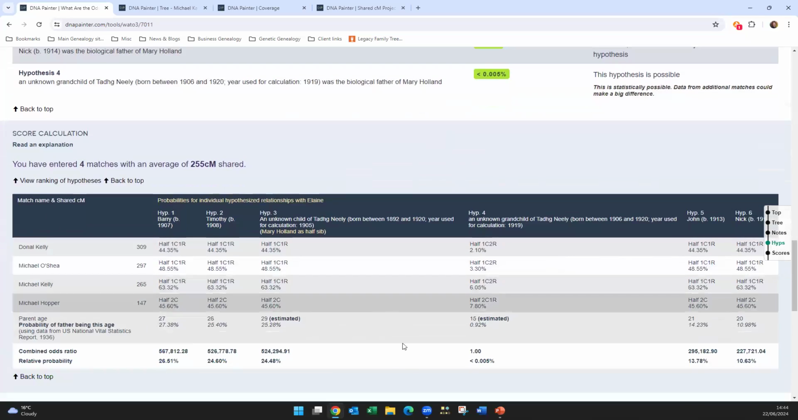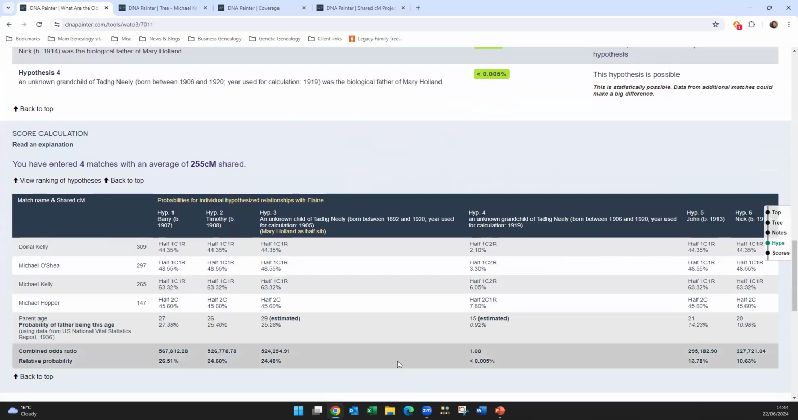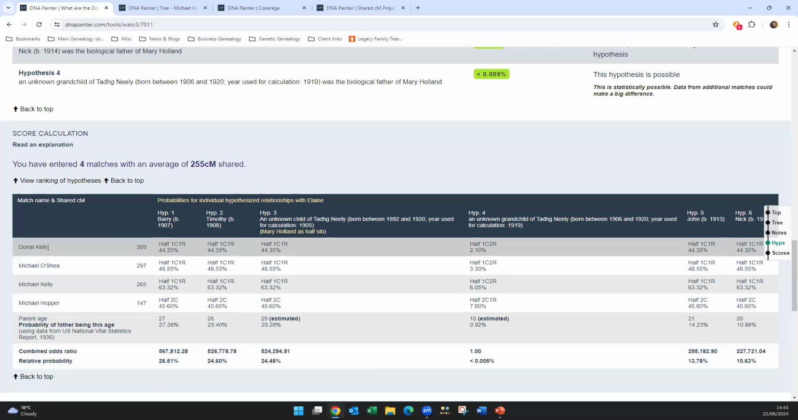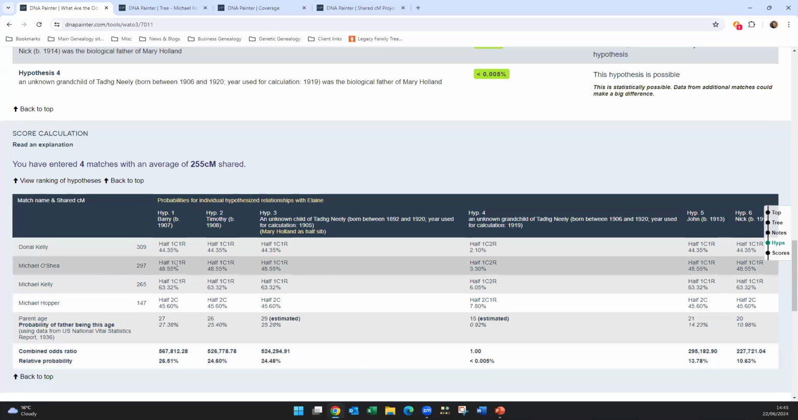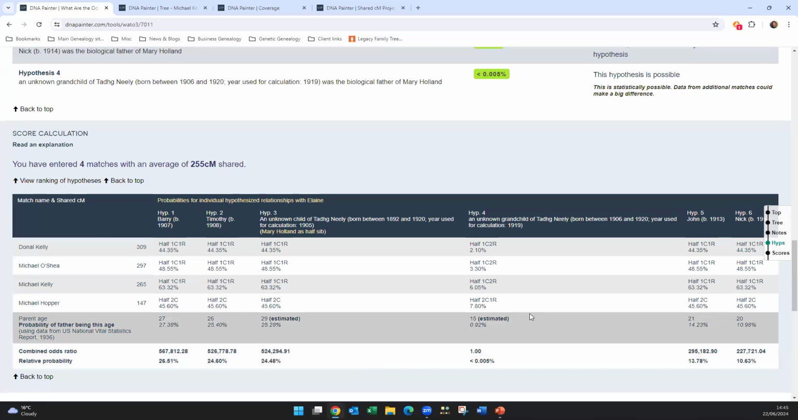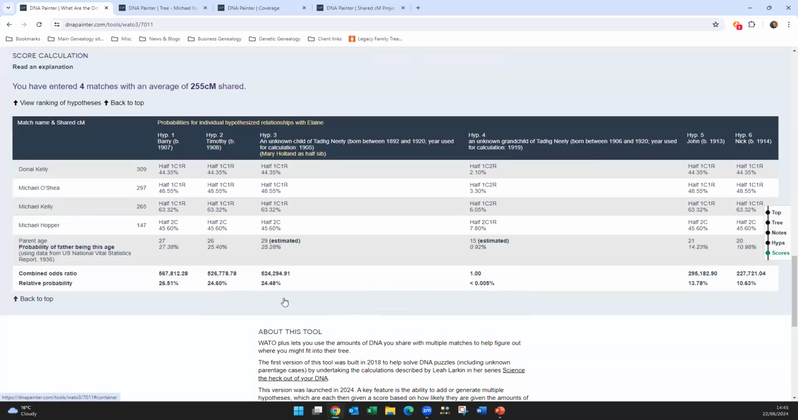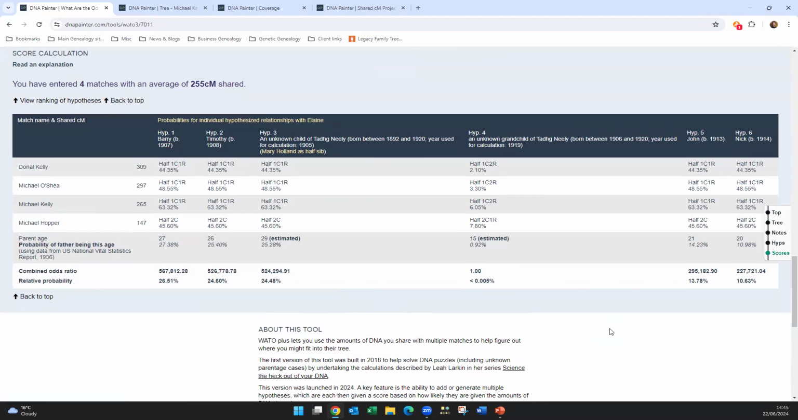And then it gives you the actual calculations of this. So it's got these names of the people, and it's telling us, okay, so in this scenario, this person is this relationship, but it would be this relationship, and so on. And then they work it out. So they're using all of these things combined to come up with these probability percentages, which is really useful.